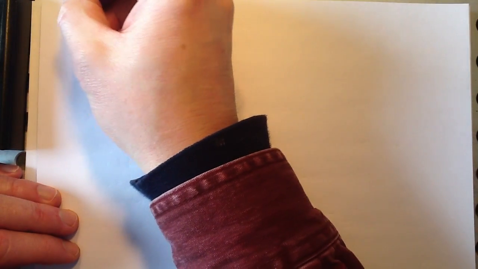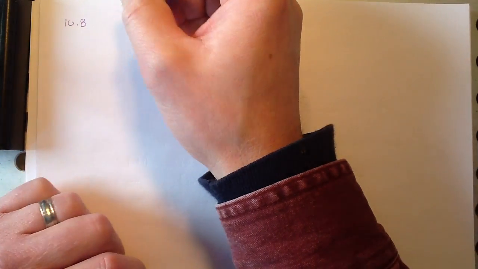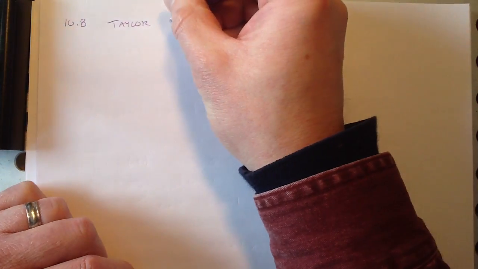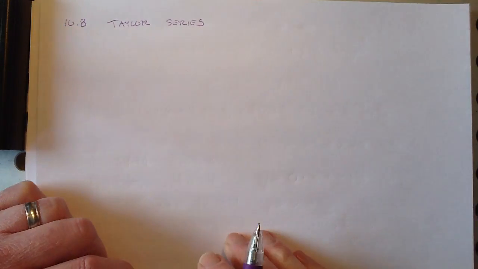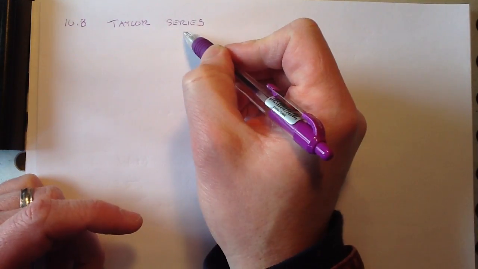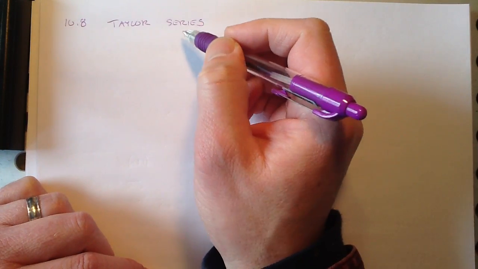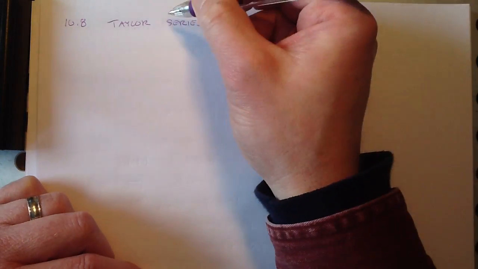Okay, more series. 10.8 is about, it's called Taylor and Maclaurin series. I'm just going to call it Taylor series because Maclaurin, after all, is just a special case of that. Now, what's the difference between this and what we talked about in the last section? In the last section, we talked about a Taylor polynomial of degree n, and this is called a Taylor series. And that means Taylor infinite series.